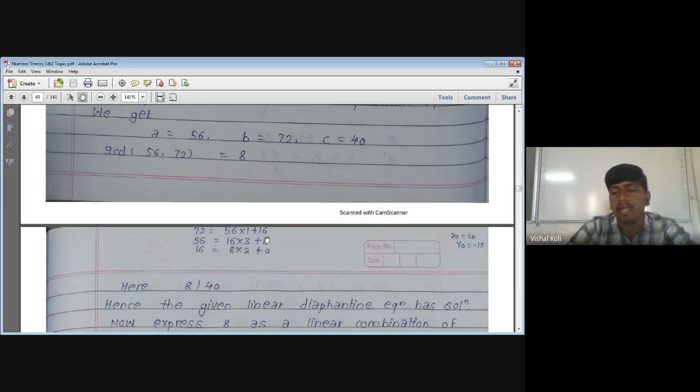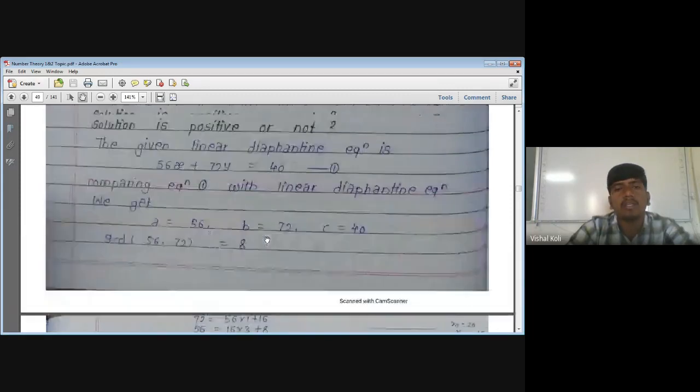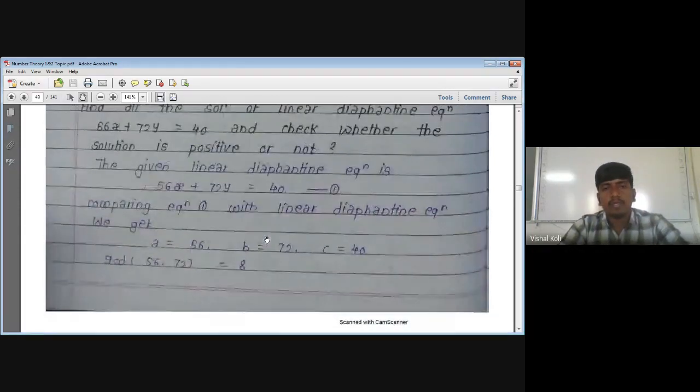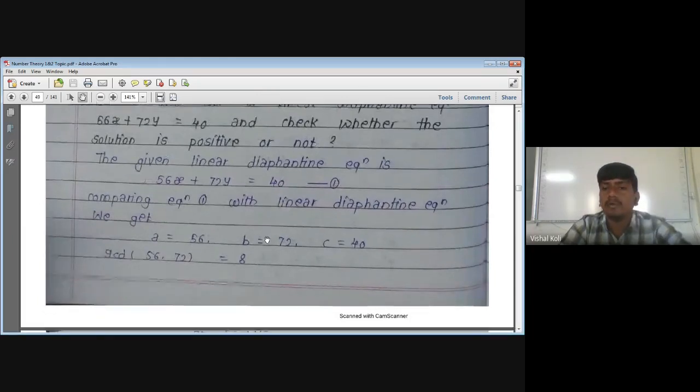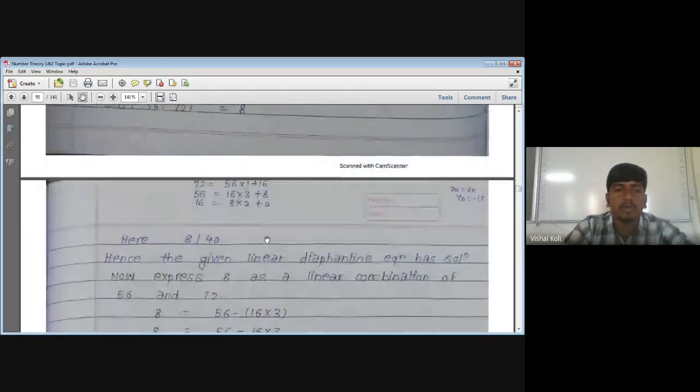And now here we have found the GCD of the two integers 56 and 72. Now we have to check whether the GCD divides 40 or not. As 8 divides 40, therefore from the previous theorem, the given linear Diophantine equation has a solution.